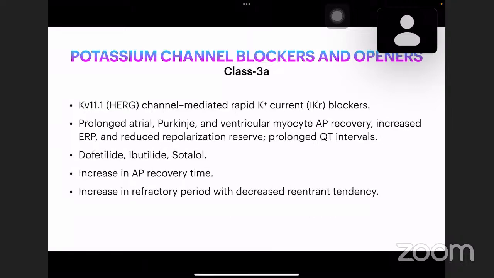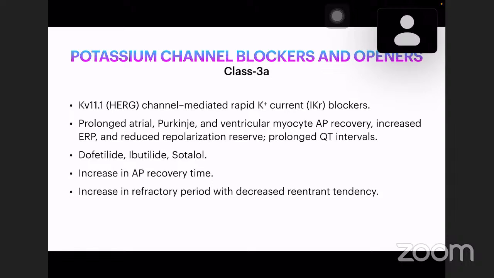So coming to class 3A, these are selective potassium channel blockers. In class 3A, this is the second subclass. We can call it a subclass because class 3A is a subclass. The second subclass is HERG channel mediating potassium blockers. These are rapid current potassium blockers.